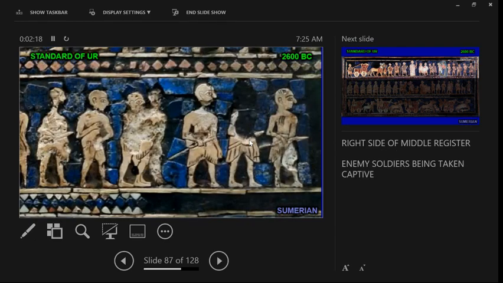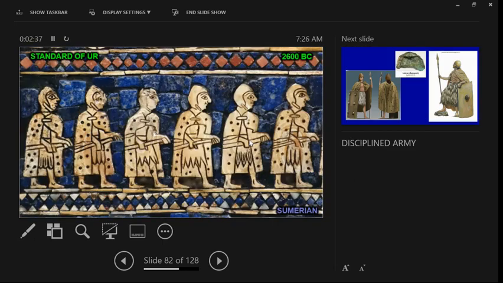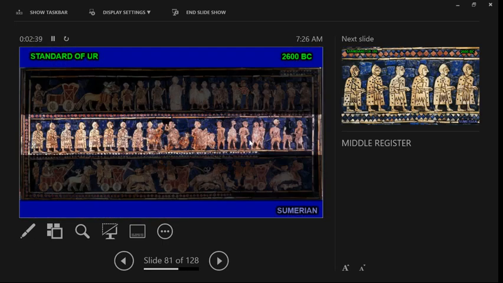And then over on the right side of the middle register, we have our soldiers leading their soldiers off, and many of them are disrobed or nude. So if we go back, here on the left side are our soldiers, and then there's the battle, and then their soldiers are going off the battle disrobed and in shame.